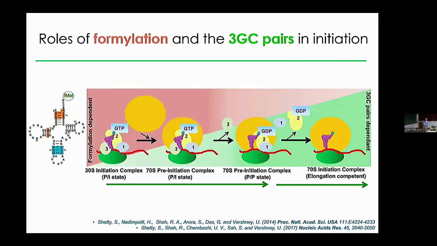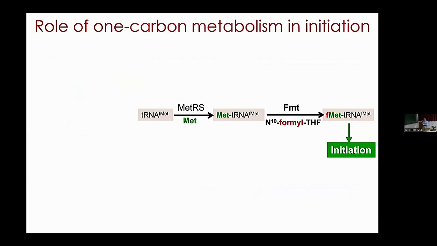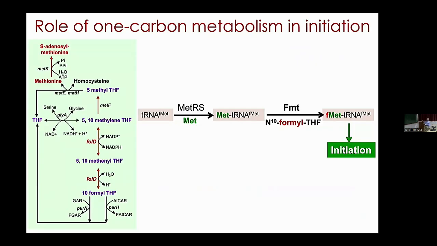We could also combine it, we did combine it with northern blot analysis also to understand where the tRNAs are. So now if we look at this pathway once again, you have the tRNA, which is aminoacylated, and it's then formylated, and it goes on for initiation. What you will notice here is that these two things, methionine and N10-formyl tetrahydrofolate, which are required for aminoacylation and then formylation, are actually coming out of this one carbon metabolism. So 10-formyl tetrahydrofolate you have here and methionine over there.